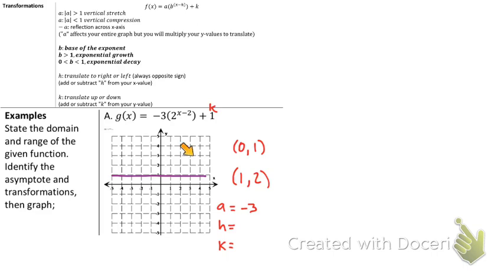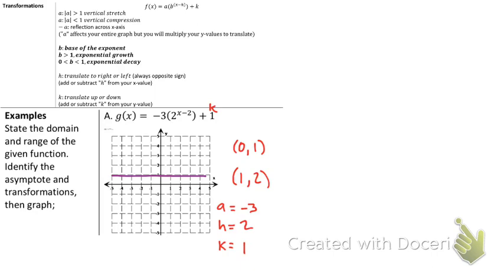My h value is adding and subtracting to my x, which is this guy up here. And the equation is -2, but for my true h value, I have to switch the sign. So it's +2. And then my k value, which we already referenced, is 1. We do not switch that sign. It's 1.